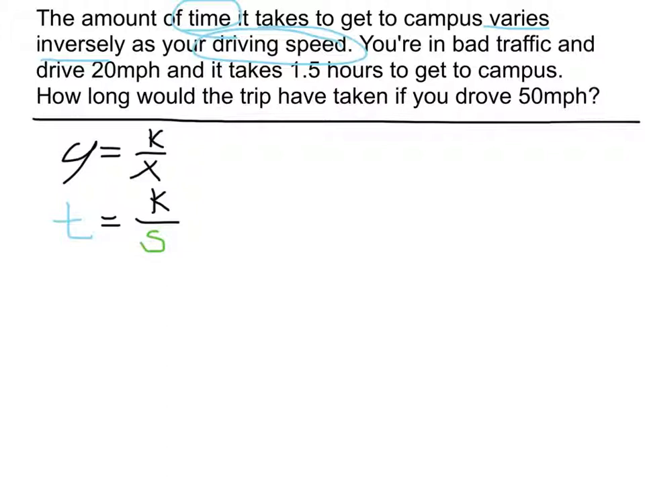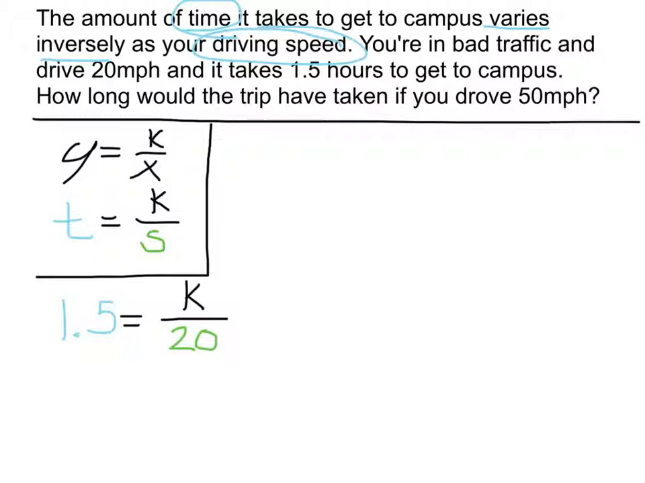Okay, let's keep reading. It's telling me you're in bad traffic and drive 20 miles an hour, and it takes 1.5 hours to get to campus. So if I'm going 20 miles an hour, it takes about an hour and a half to get to campus. So using that information, let's see if we can figure out the constant k. So I drive for 1.5 hours, and I don't know my value of k yet. I don't know my constant of variation. But I know that my speed is 20 miles per hour.